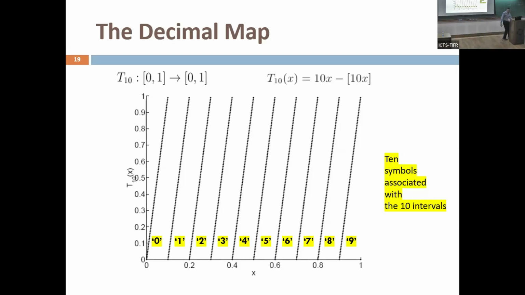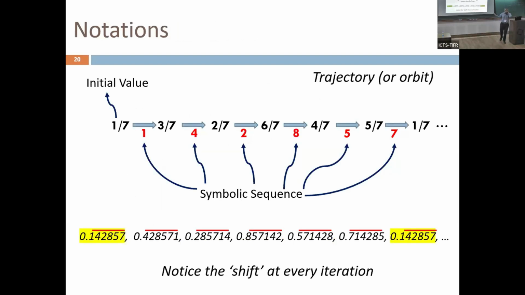Okay, so now the notations, going back to chaos. What do you learn in chaos? You have an initial value, you have a trajectory, right? The initial value is 1 by 7 in this case. You have a trajectory. It could be periodic or non-periodic. It can be either of them. And what is this 142857?